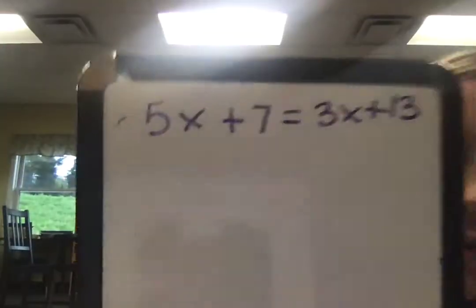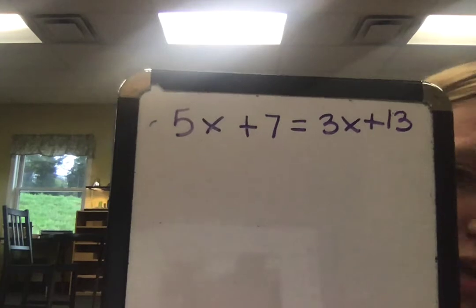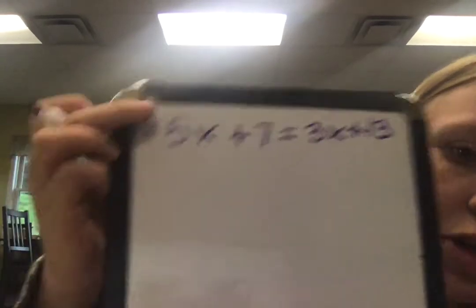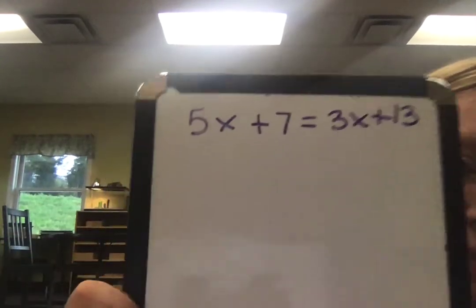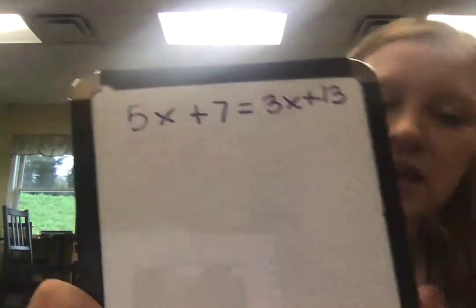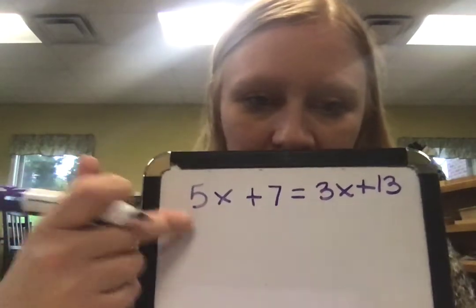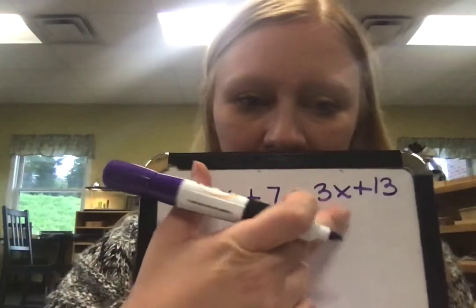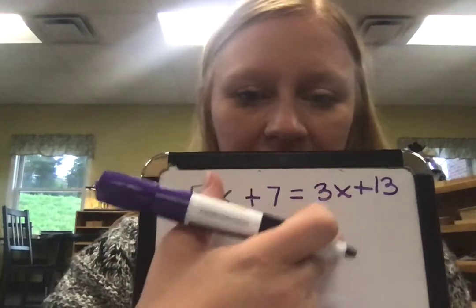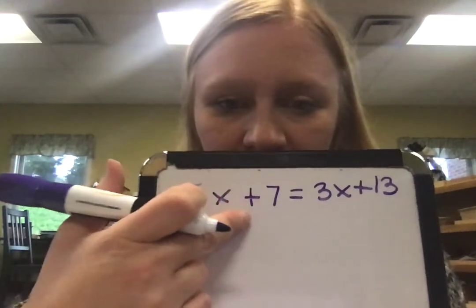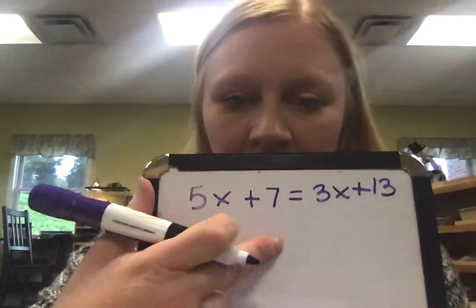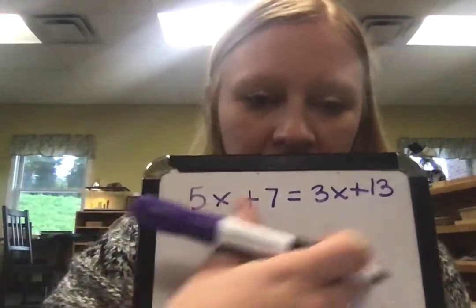5x + 7 = 3x + 13. When you have equations like this, you want to determine which side you want to put x on and which side you want to put your numerals on. For me, I'm going to want to put x on this side because I don't really want to deal with negative numbers if I don't have to. I can see my 5 is greater than my 3, so I'm going to try to move my 3x over, and I'm also going to try to move my 7 over here. So I'm going to want my x's over here and my numerals over here.